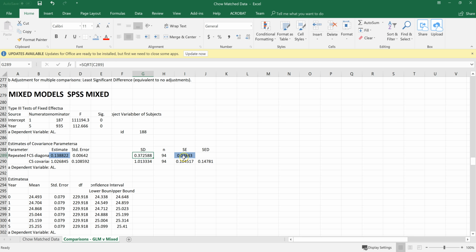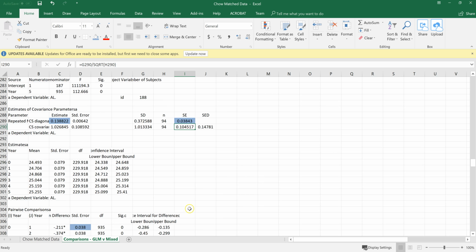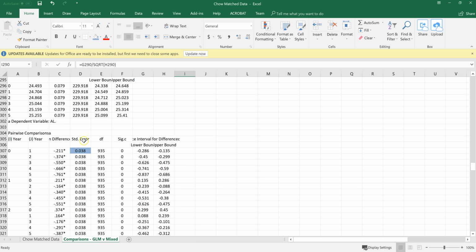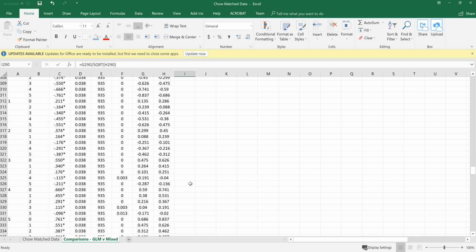So this standard error that we get is taking the standard deviation, and remember the standard deviation is the square root of the estimate, and then we divide the standard deviation by the square root of n, which in this case is 94. And we get 0.038, which is the comparison down here. This is a little bit different than the independent t-test, which takes the difference between means to get at it. So let's look at that one.